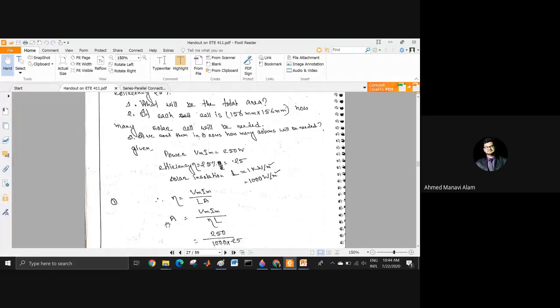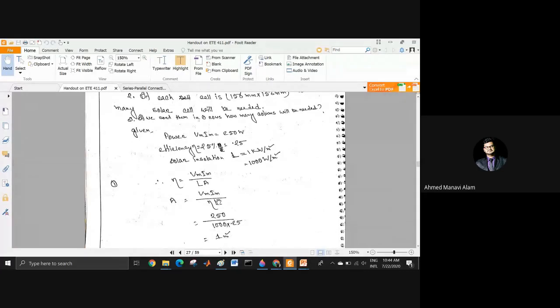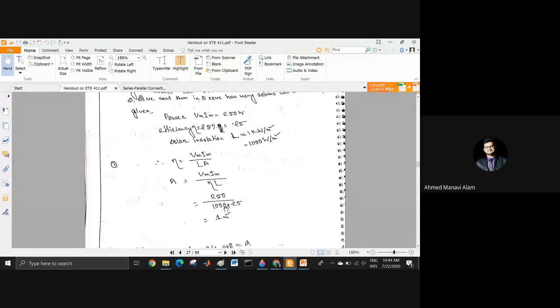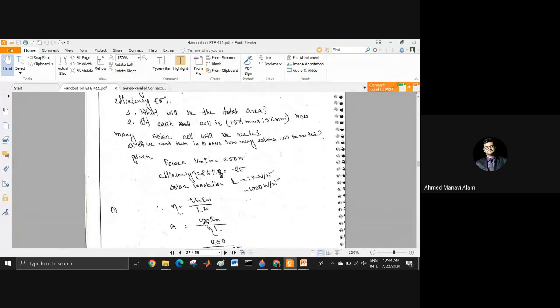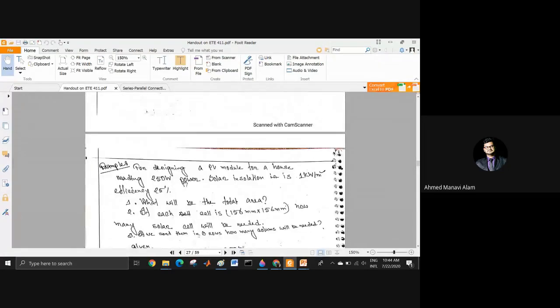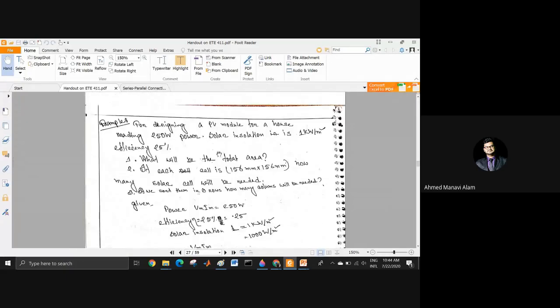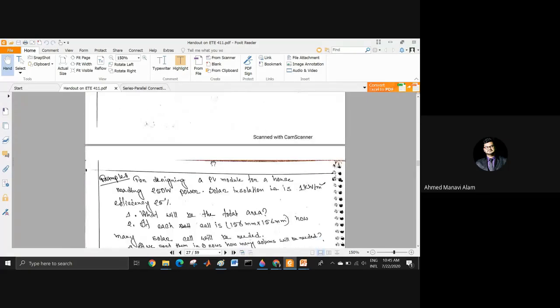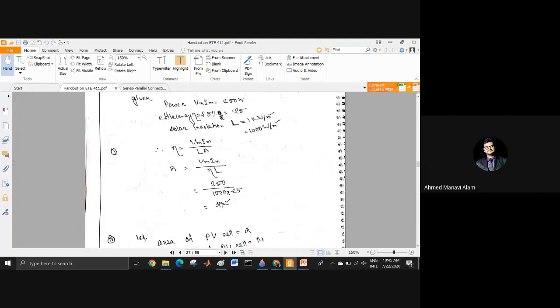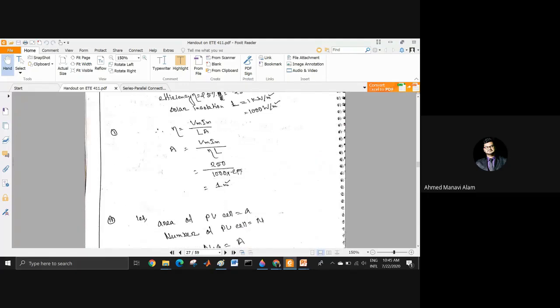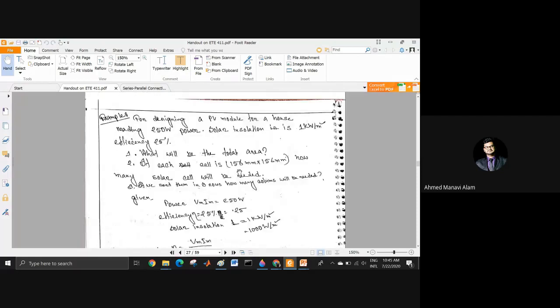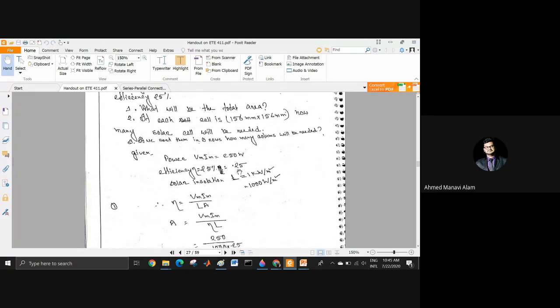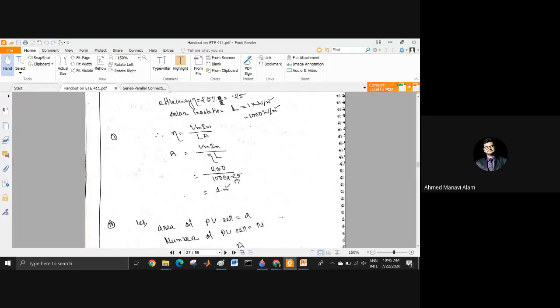So from this formula, we get A equals VMIM by efficiency into L. So area is equal to VMIM. VMIM is 250 watt. Then comes the efficiency. Efficiency is 25%, that means 0.25. Solar insolation is 1 kilowatt per meter square. That means it will be 1000 into 0.25.